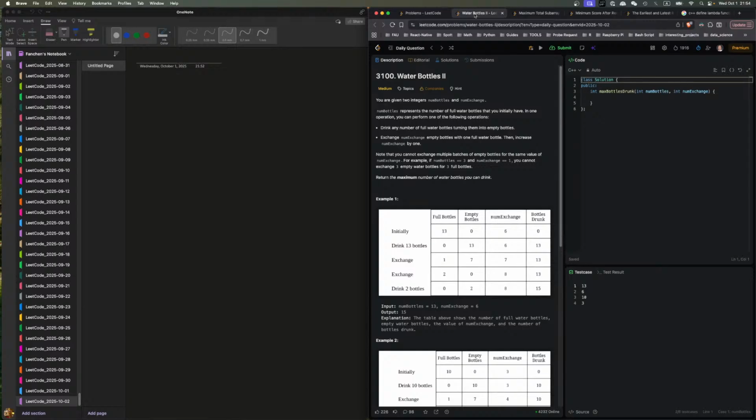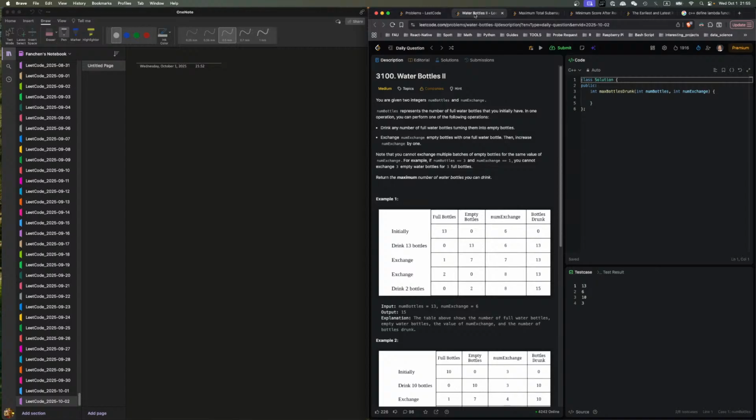Wait, what do you mean? You cannot exchange multiple batches for the same value. Oh, you can only do it once. So each one can only be done once, so the number is always increasing.